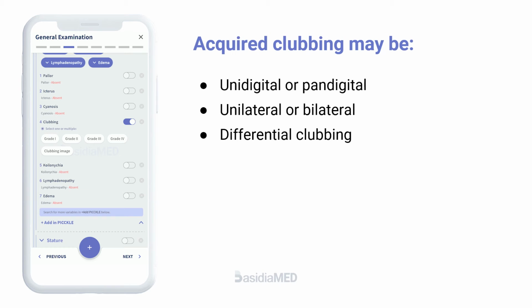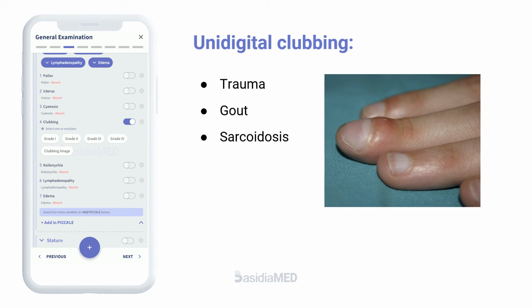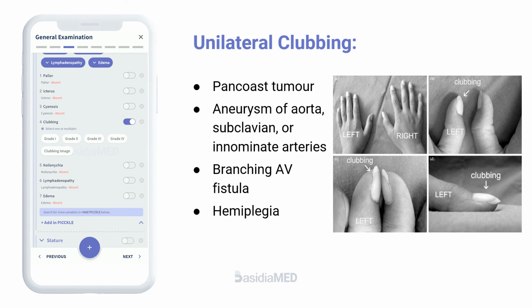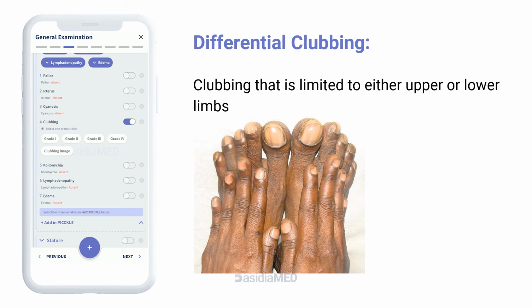Acquired clubbing may be unidigital or pandigital, unilateral or bilateral, and differential clubbing. Unidigital clubbing may be due to trauma, gout, and sarcoidosis. Unilateral clubbing may be seen in Pancoast tumor, aneurysm of aorta, subclavian, or innominate arteries, branching AV fistula, and hemiplegia. Clubbing that is limited to upper or lower limbs alone is termed as differential clubbing. It may be seen in patent ductus arteriosus, with reversal of shunt, where cyanosis and clubbing occur in the lower extremities only.